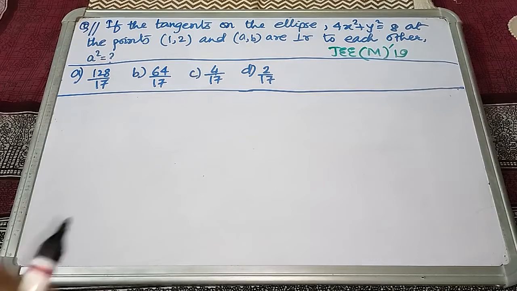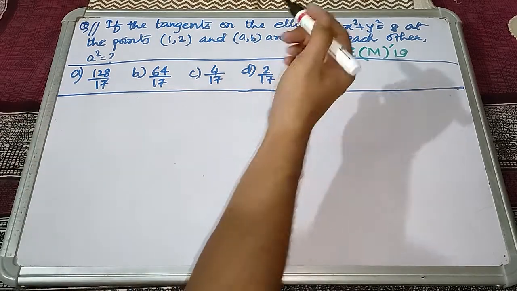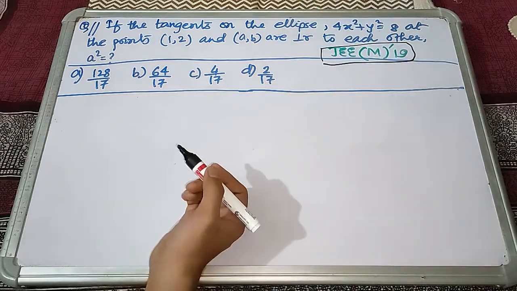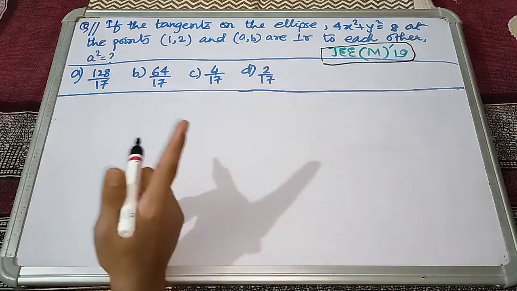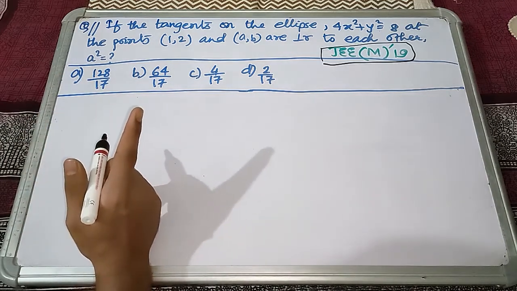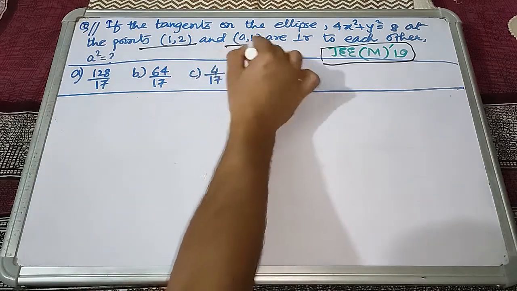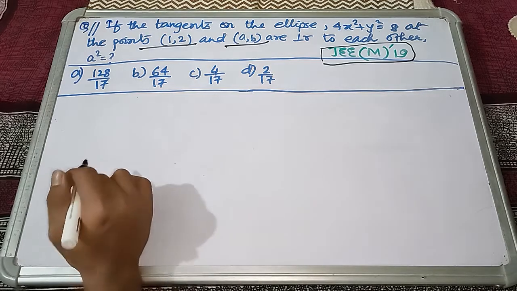So as we witnessed a question of IIT JEE 1998 quite long back, we are also going to witness a question of JEE Mains 2019, a very fresh question. Let us see what the question trend is now. The question says, if the tangents on the ellipse 4x square plus y square equals 8 at the points 1, 2 and a, b are perpendicular to each other, then find the value of a square.